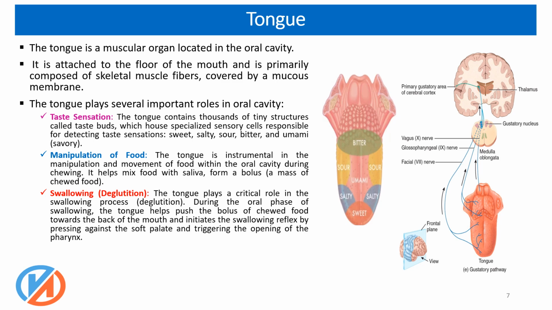The tongue also has a role in the swallowing process. The tongue plays a critical role in swallowing. During the oral phase of swallowing, the tongue helps push the bolus of chewed food towards the back of the mouth and initiate the swallowing reflex by pressing against the soft palate and triggering the opening of the pharynx. So our tongue helps us push the partially digested food in our mouths to be swallowed through our esophagus.